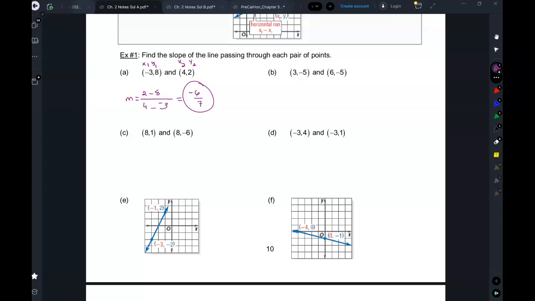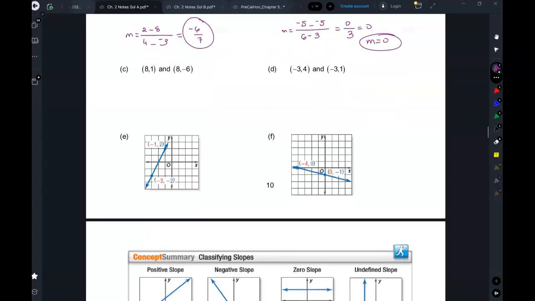Okay, this one: 3, negative 5, 6, negative 5. X1, Y1, X2, Y2. So m is Y2, which is negative 5, minus negative 5, over X2, 6, minus X1, 3. Right. So negative 5 plus 5 is 0 over 3. What's 0 divided by a number? 0. So you say m is 0.